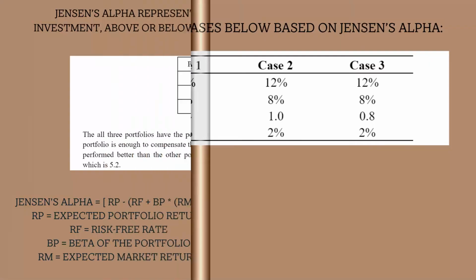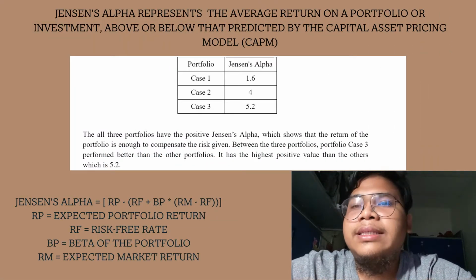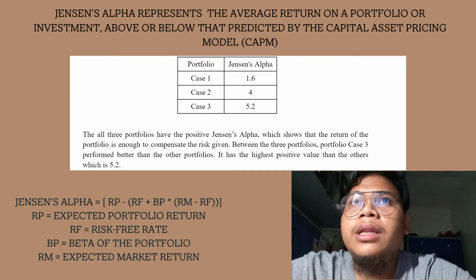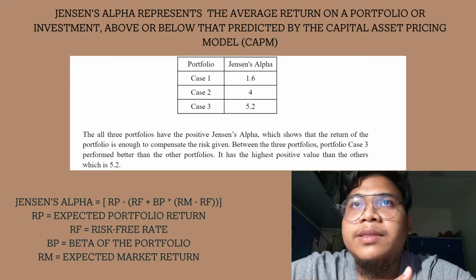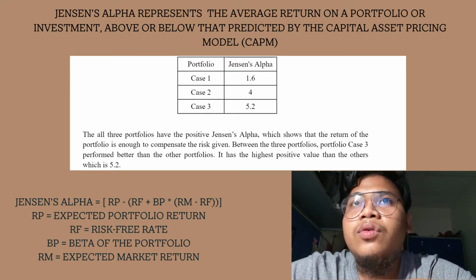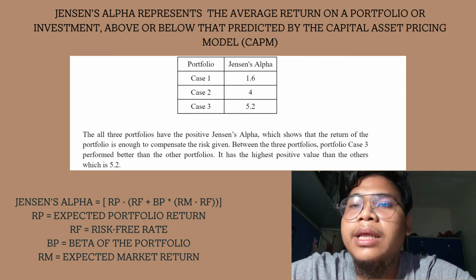For the second question, analyze the 3 cases below based on Jensen alpha. So for case 1, case 2, and case 3, the features are given in the following table. As stated in question 1, the Jensen alpha represents the average return on a portfolio or investment, and it shows whether the value is above or below that predicted by the CAPM.